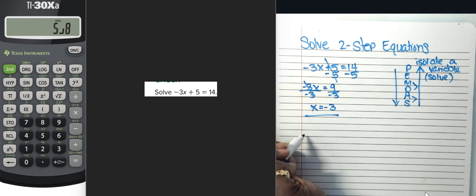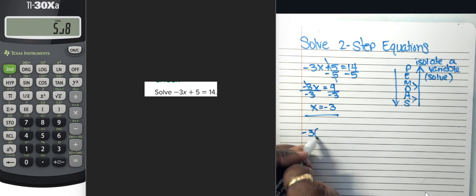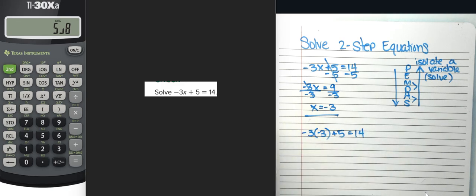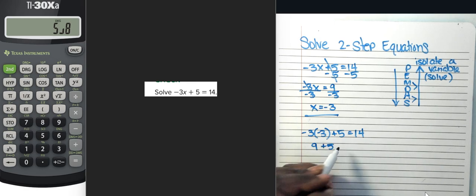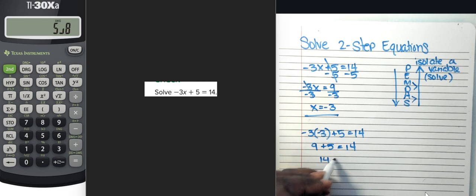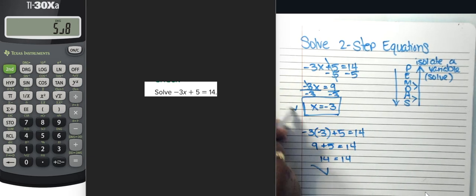We can plug that into our original equation to see if that works. So negative 3 times x, which is going to be negative 3. We're going to add 5, and we want to see if it is equal to 14. Well, negative 3 and negative 3 gives me a positive 9. 9 plus 5 is equal to 14. Okay, 9 plus 5, that's 14. So yes, 14 and 14. So this is correct. X is equal to negative 3.